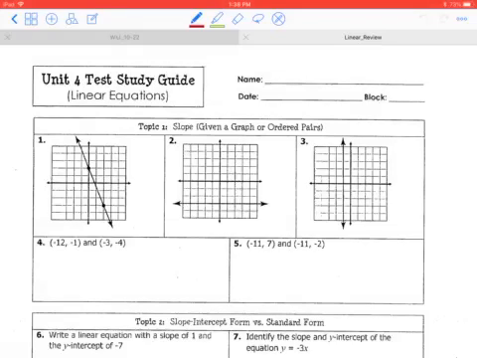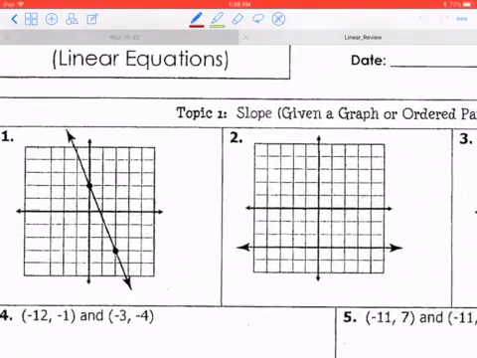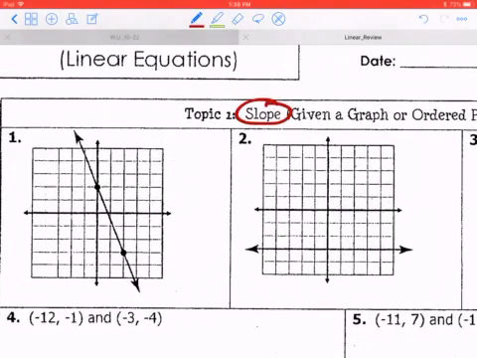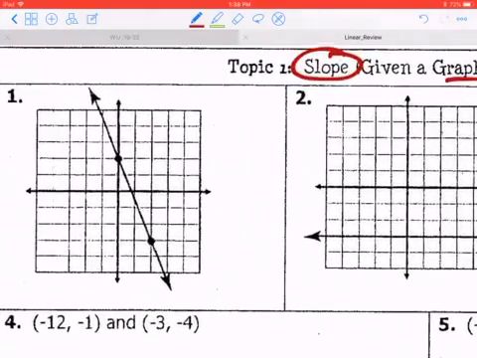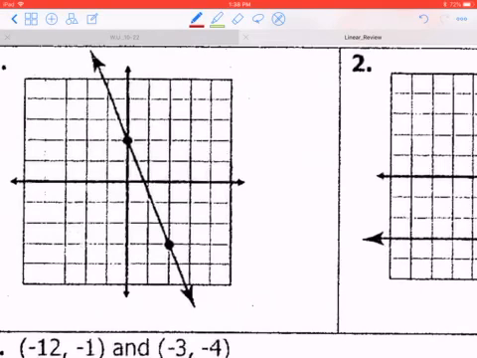This is video number 3 on the review, and for this topic here we're just finding the slope, whether it's on a graph or an ordered pair. So the first one here, to find the slope, remember that all we're doing is rise over run. We're counting how much it goes down or up and then left or right.